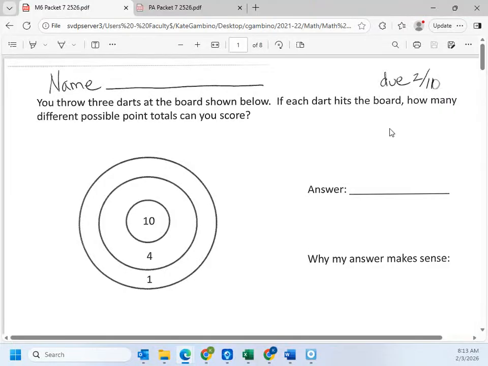So our first page says you throw 3 darts at the board shown below. If each dart hits the board, so you get 3 darts, 3 different point values, how many different possible point totals can you score? So adding up all 3 darts. Some of us that have been working on this page have just looked at, oh, I could get 1 point, I could get 4 points, I could get 10 points. No, you've got 3 darts that you're throwing at the board, and then you're totaling them up. And we need to see how many different totals we can get.